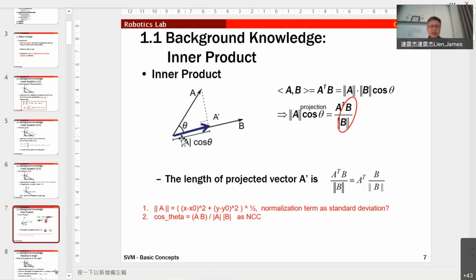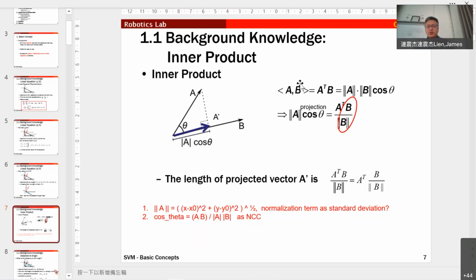So based on this one, the other thing I tried to tell you about is the inner product. Suppose we have a vector A and a vector B. The relationship between vector A and vector B is that if A projects onto B and has more projection weight, or more component on B, the two vectors are closer to each other. Inner product means projection.